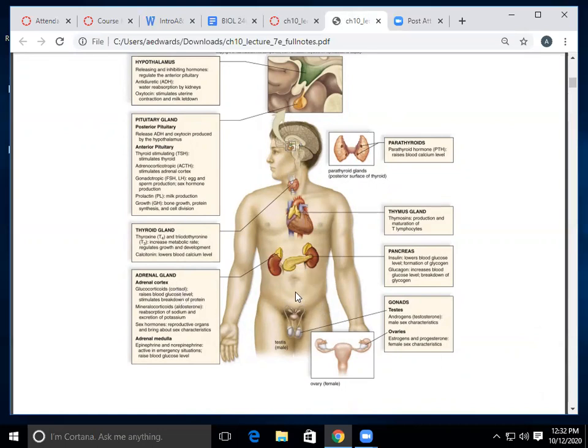And the reproductive system. So the testes and the ovaries are in the endocrine system and the reproductive system because they have both endocrine functions and reproductive functions. Okay, so males have testes, females have ovaries. Right? But those are your basic endocrine glands.